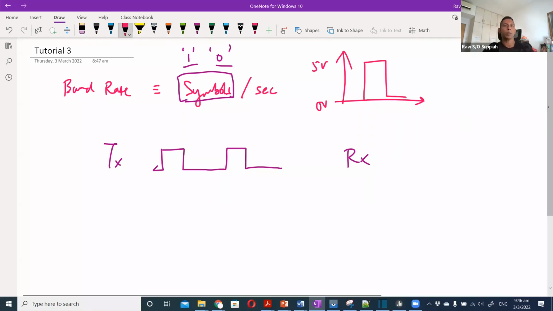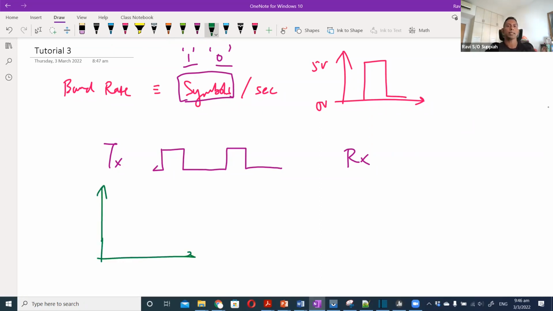But what if I were to break it up into more distinct levels? That means that instead of just 0 and 5 or 0 and 3.3, I maybe have 0 volt, then 1.25 volt, 2.5, and then 3.25, something like that. Let's assume that I have 4 different voltage levels. That means I can send a symbol at each of these 4 voltages.